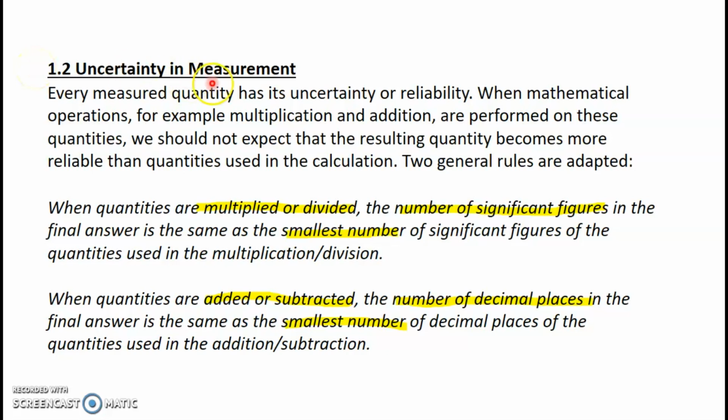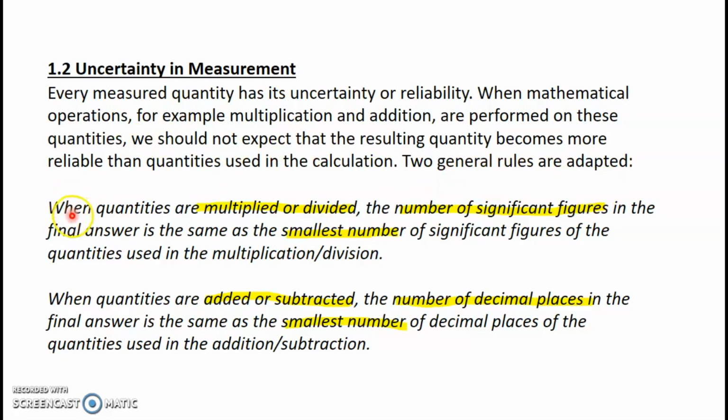1.2 Uncertainty in measurement. Every measured quantity has its uncertainty or reliability. When mathematical operations, for example multiplication and addition, are performed on these quantities, we should not expect that the resulting quantity becomes more reliable than quantities used in the calculation. Two general rules are adopted.